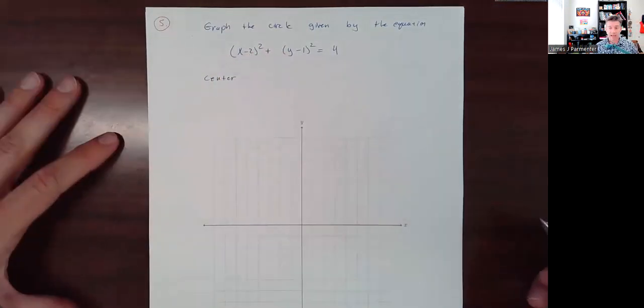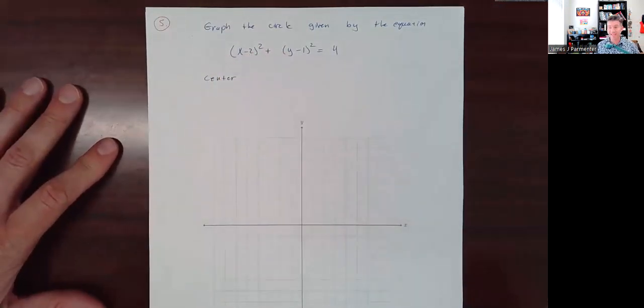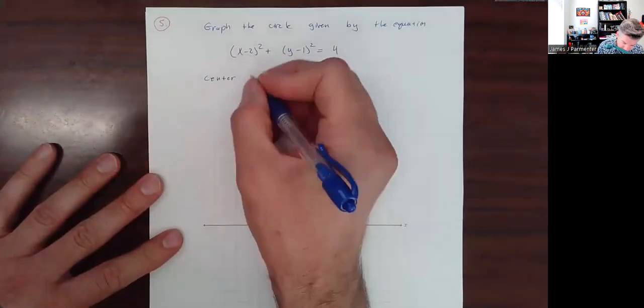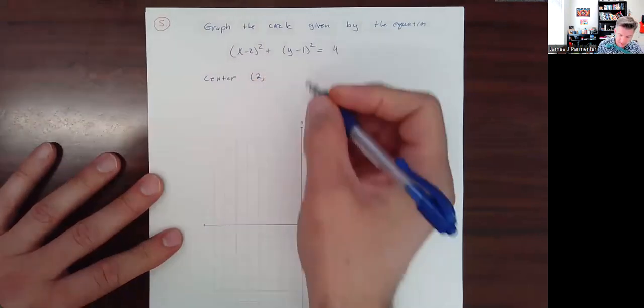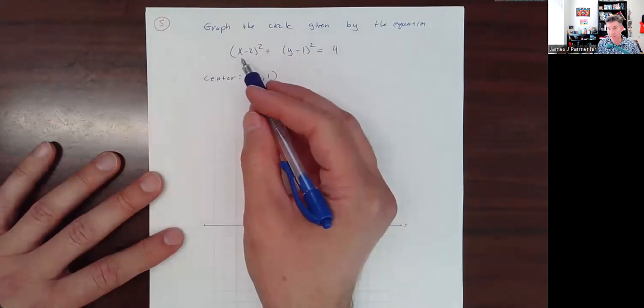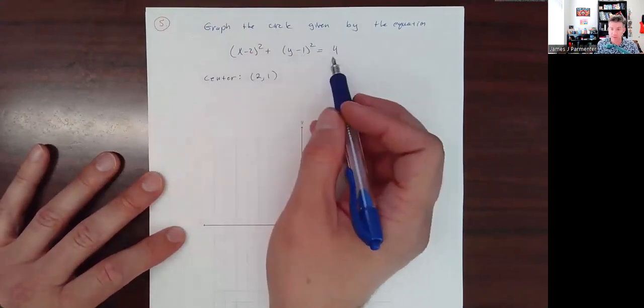I always think about it as the x and y value I can plug in so I get 0 on the left-hand side. So I have x minus 2, I need x to be positive 2. I have y minus 1, I need y to be positive 1. If I plugged in 2, 2 minus 2 is 0. If I plugged in 1, 1 minus 1 is 0.